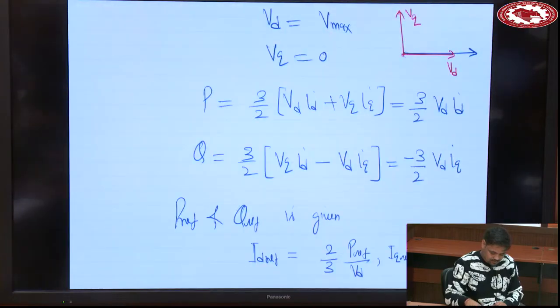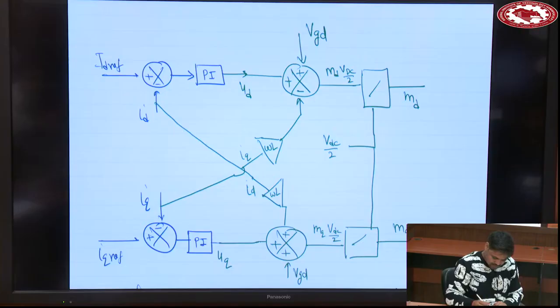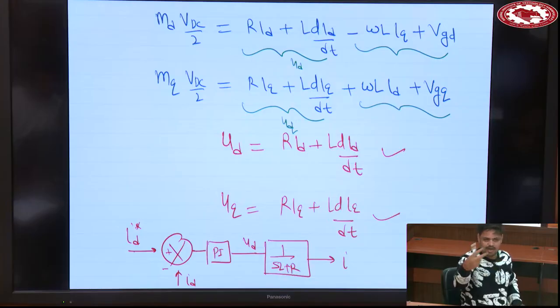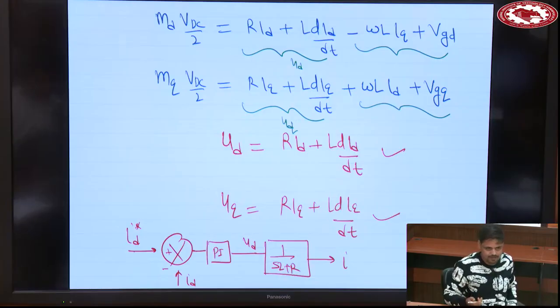If this PI is only handling this transfer function 1 upon SL plus R, then Kp will be L upon tau, Ki will be R upon tau. If this is the transfer function, it will work fine. Since you are dealing with this average model, you can take this tau as 1 millisecond or something.